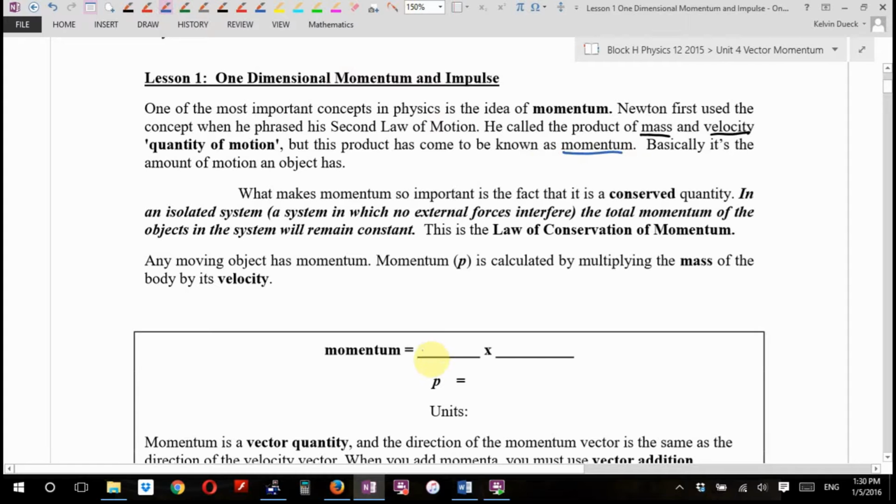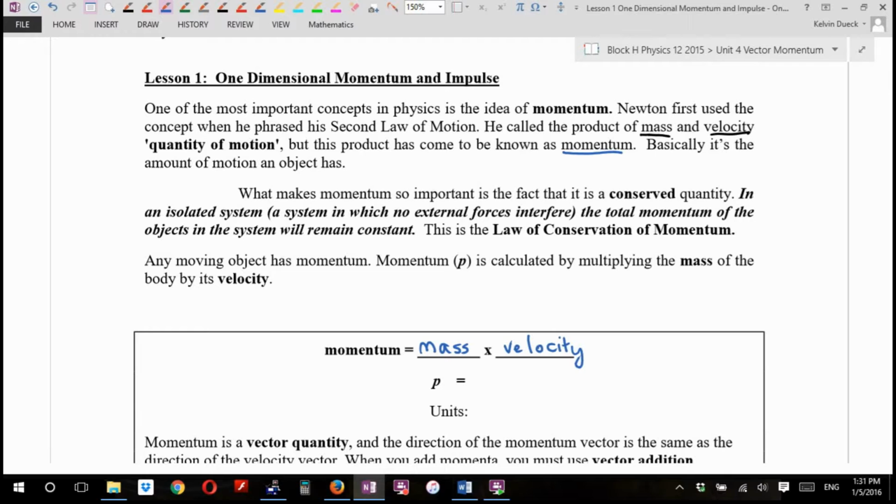So momentum is mass times velocity. The heavier an object is, the more momentum it has. The faster an object is traveling, the more momentum it has. The objects that do the most damage are heavy and fast. They have a lot of momentum.